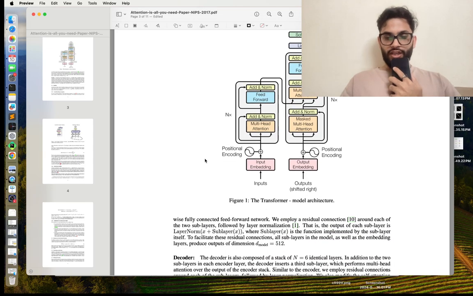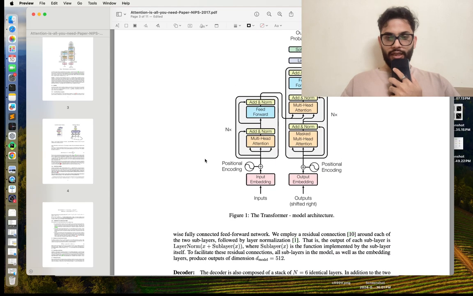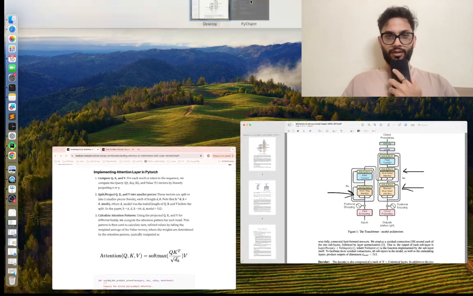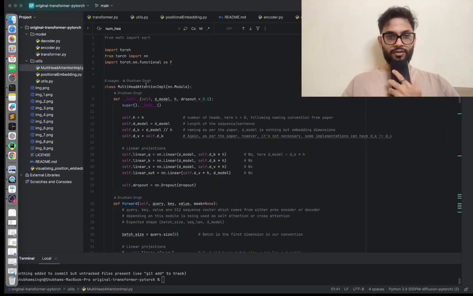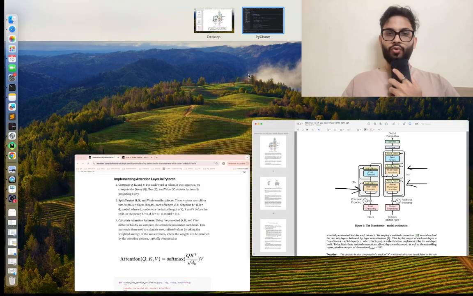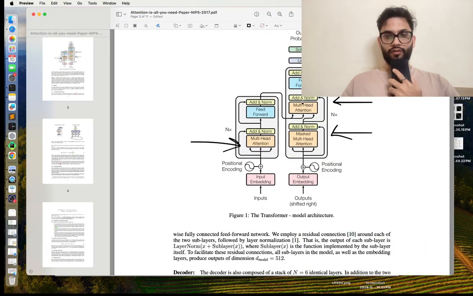The attention layer occurs in three places in this transformer. This is the first place here in the encoder, and twice in the decoder. So we'll implement one single class in PyTorch, called multi-head attention, and then we'll use this class for all three of them. All three of them are not exactly the same.